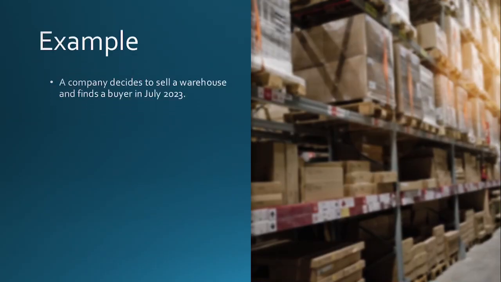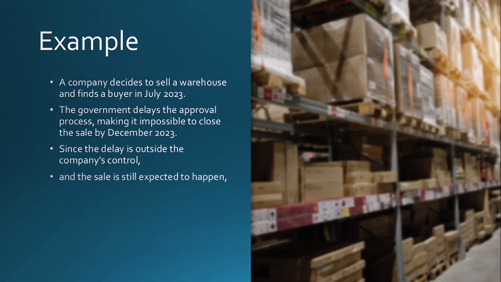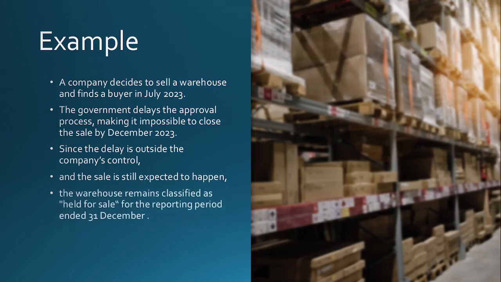Let's say a company decides to sell a warehouse, and the warehouse is a PPE item, and they find a buyer in July 2023. Okay, so the government decides to delay the approval process. This is something outside of our control, making it impossible for us to sell within the 12 months. So, since the delay is outside the company's control, and the sale is still expected to happen because we did find a buyer, then the warehouse remains as a non-current asset held for sale for the reporting period ended 31 December 2023. Okay?